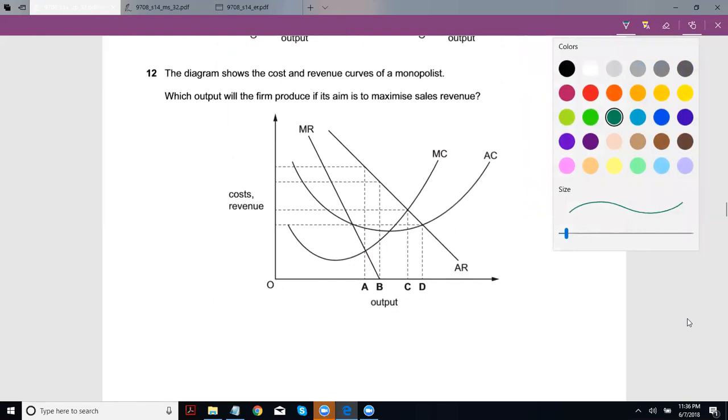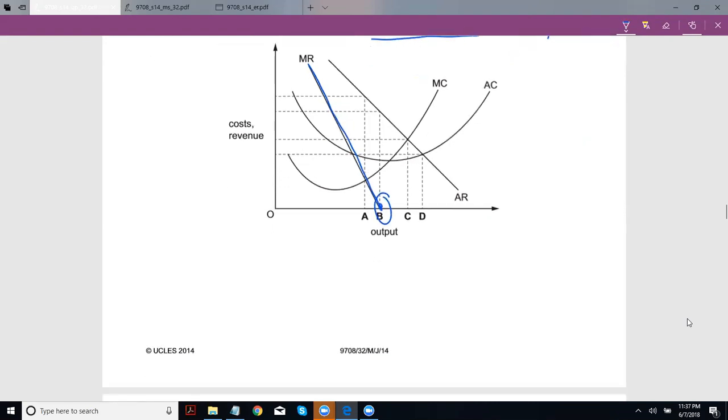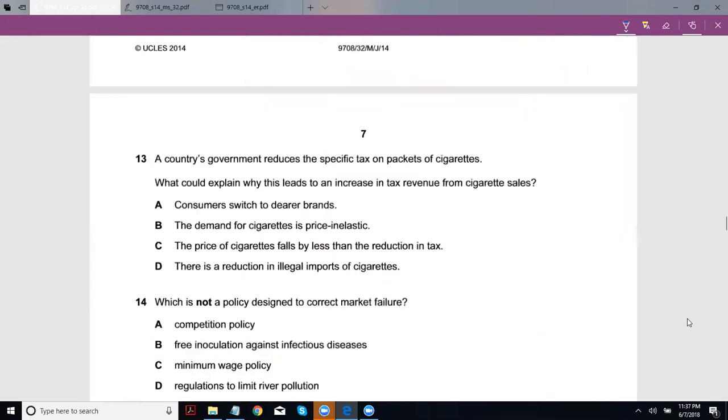12. The diagram shows the cost and revenue curves of a monopolist. Which output will the firm produce if its aim is to maximize sales revenue? So it wants to maximize total revenue, which, as we just saw, comes about when marginal revenue is 0. So marginal revenue has to equal 0. This is the output that he will produce to maximize sales or total revenue.